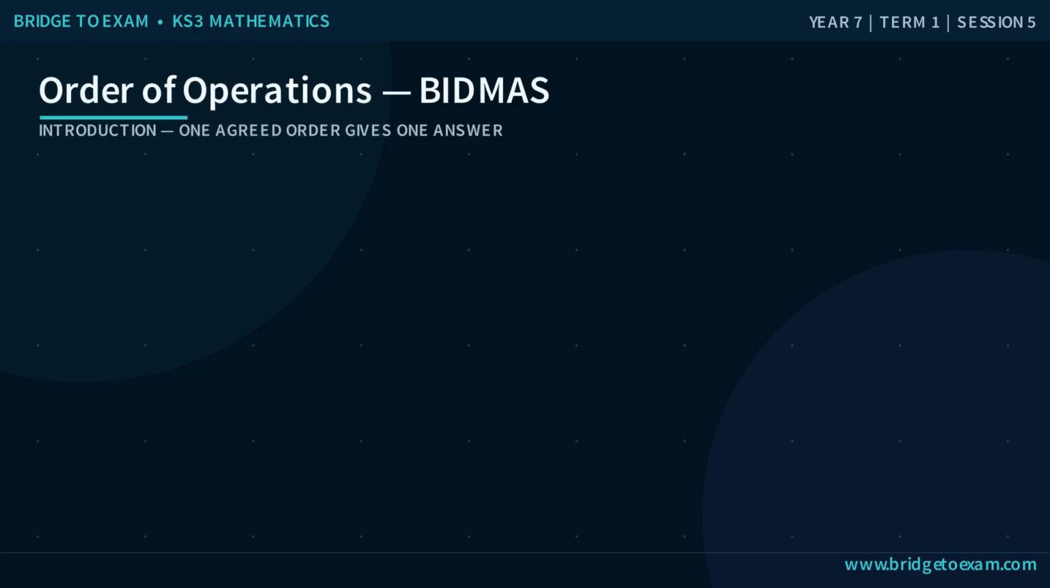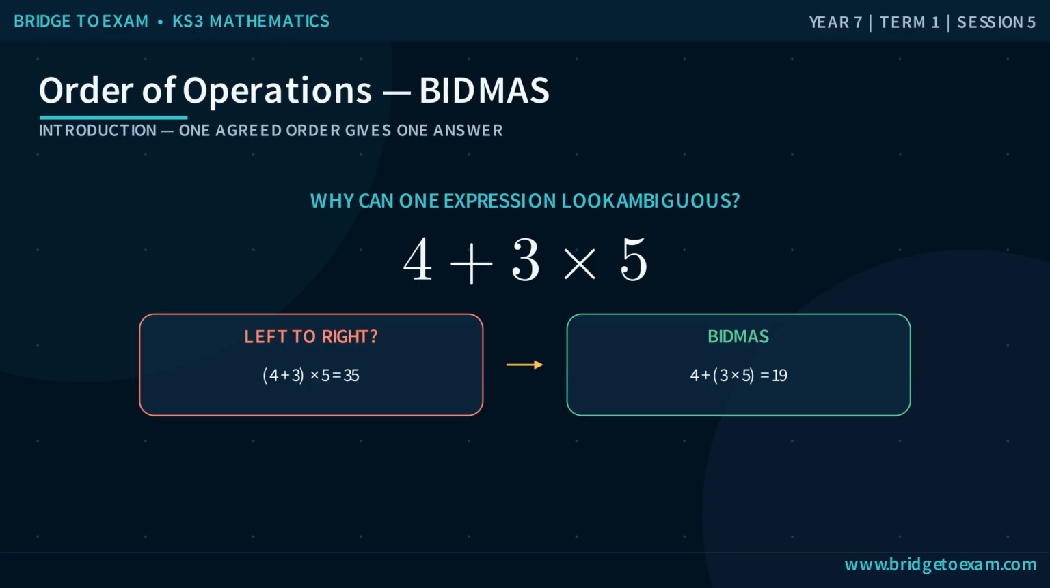Welcome back to Year 7 Mathematics, Term 1. Session 5 is about the order of operations, often remembered as BIDMAS. Consider 4 plus 3 times 5. Working straight from left to right gives 35, but the agreed mathematical order gives 19.